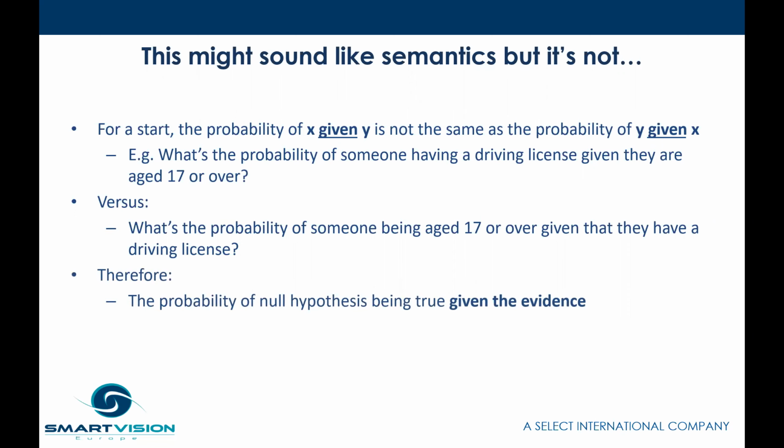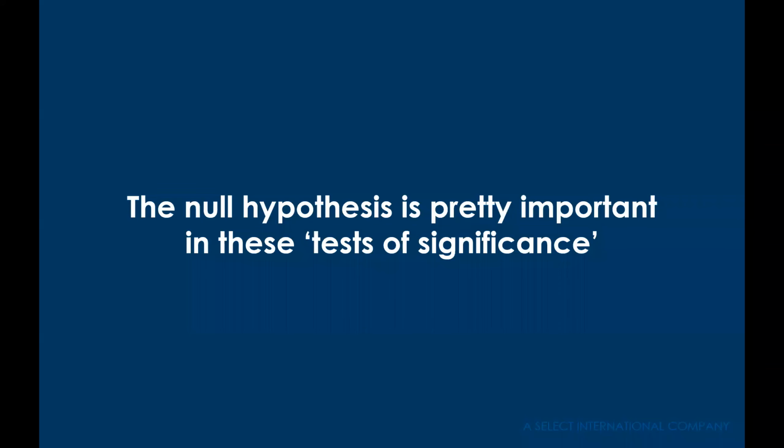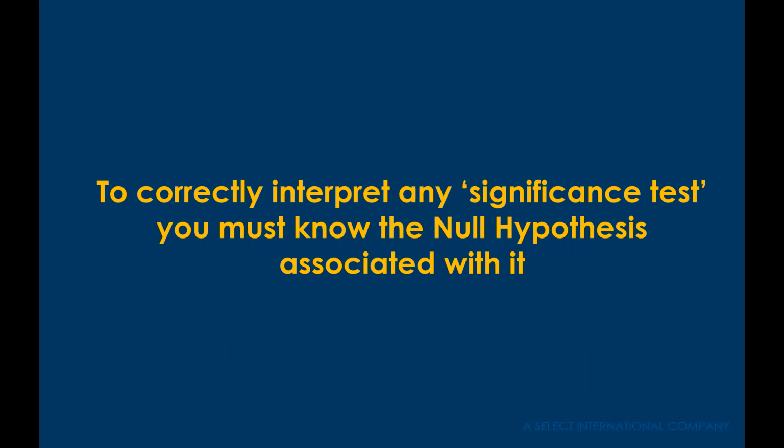Now, that's exactly the same as saying the probability of the null hypothesis being true, given the evidence, is not the same as the probability of getting that evidence, assuming the null hypothesis is true. And that's why statisticians are so dogmatic about the language around reporting a null hypothesis. It is the probability of getting a result as extreme as the one observed, assuming the null hypothesis is true. The null hypothesis is pretty important in these tests of significance. But to correctly interpret any significance test, you have to know the null hypothesis associated with it.